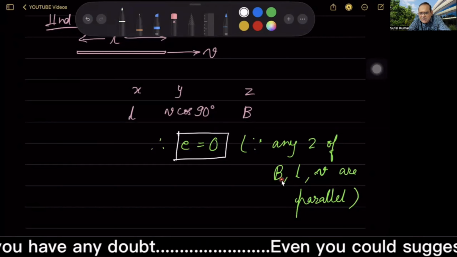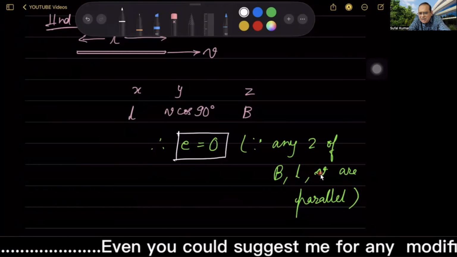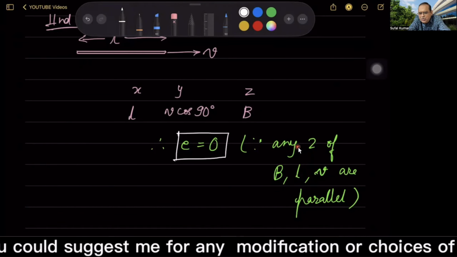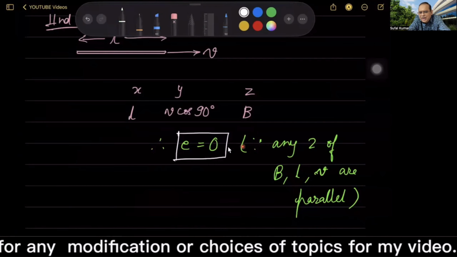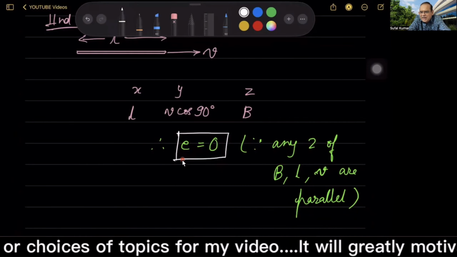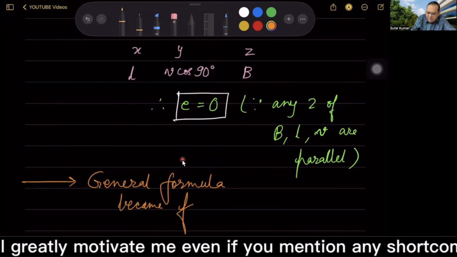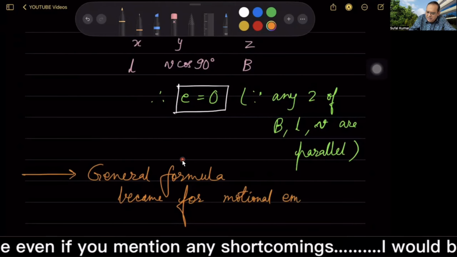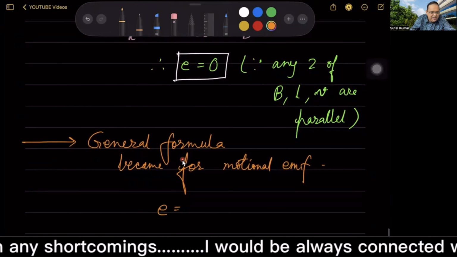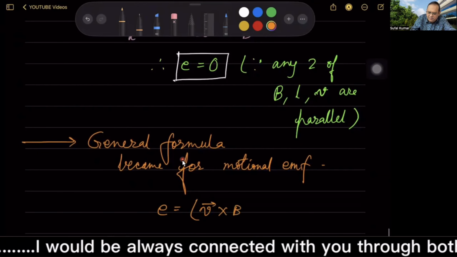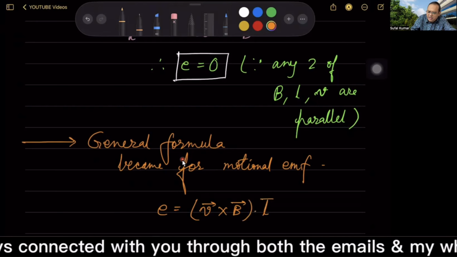What do we learn then? Out of B, L, V, if any two are parallel, then there is no motional EMF. So that is the point, right? The general formula for motional EMF became E is equal to V cross B dot L.